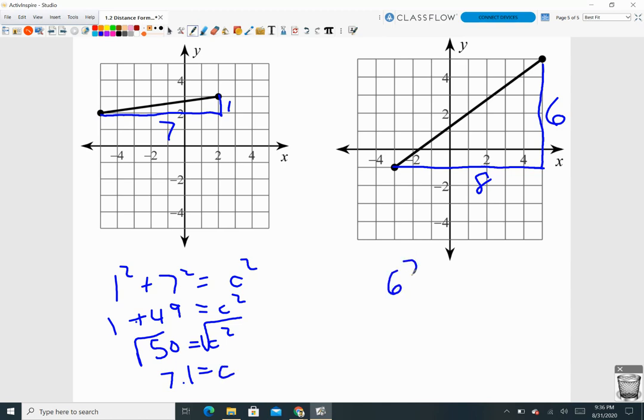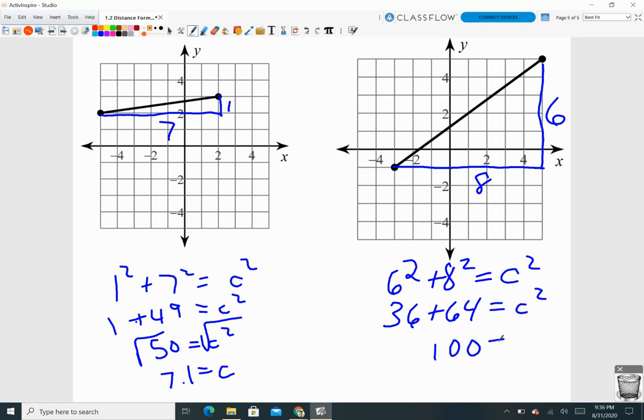This last one works out kind of nice. Just because you're dealing with right triangles and square roots doesn't mean that you're always going to get a decimal. When I take the square root here, missing side is just 10.